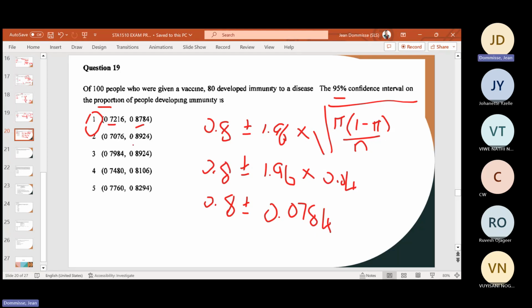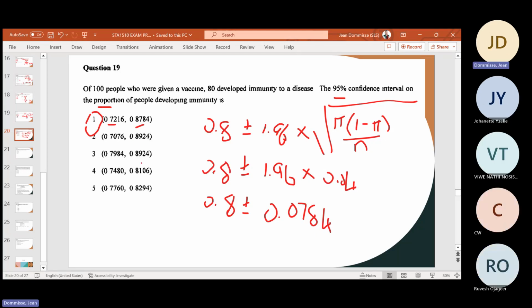Okay, so let's just check for other ones. Sure, it's very small changes. So it can just be by using a different set value, but those numbers can change.